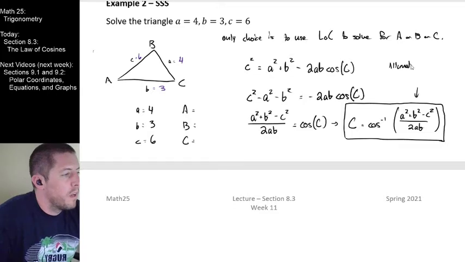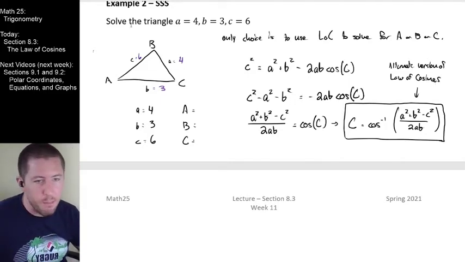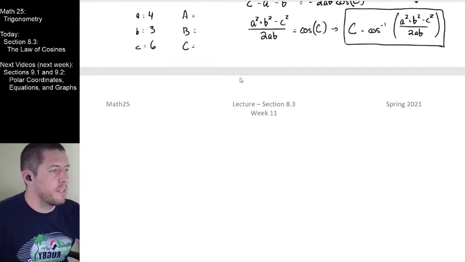I'll just say alternate version of law of cosines. Right, so we solved for c before we plugged in numbers. Now let's just go ahead and plug in our numbers into this thing right here.